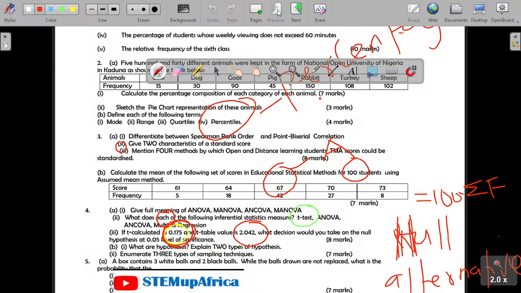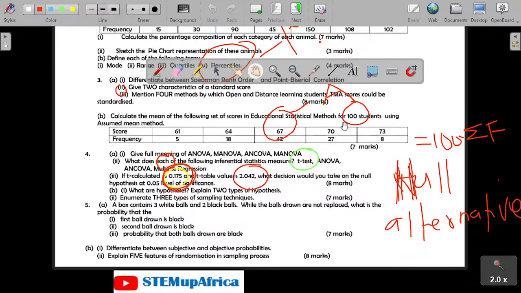Let's go back to the last question, which is probability. Let me raise it up so everybody can see it well. I also have another question B there, B1 and B2. So let's look at question A first. It says a box contains 3 white balls and 2 black balls. The balls are drawn and not replaced. So this is the probability without replacement.